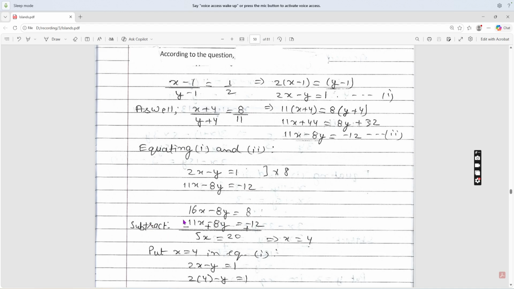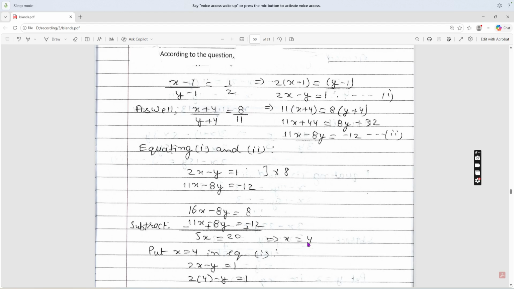Now we are going to subtract. This plus becomes minus. So 16 minus 11 is equal to 5x. This minus becomes plus. So minus 8 plus 8 is 0. Minus becomes plus. So 8 plus 12 is equal to 20. So x is equal to 20 upon 5, that is equal to 4.